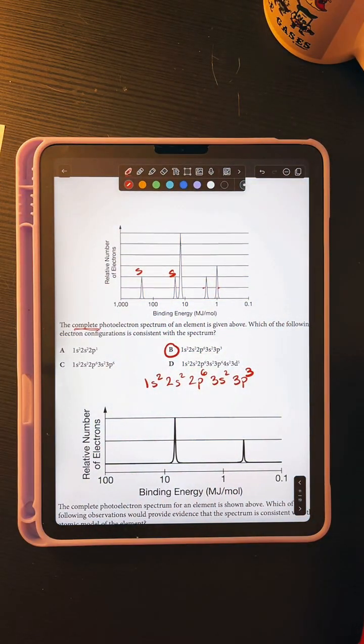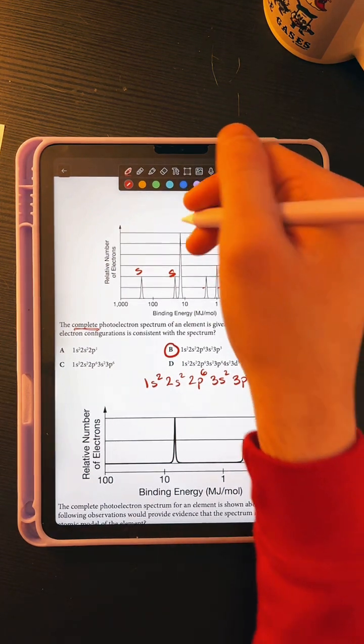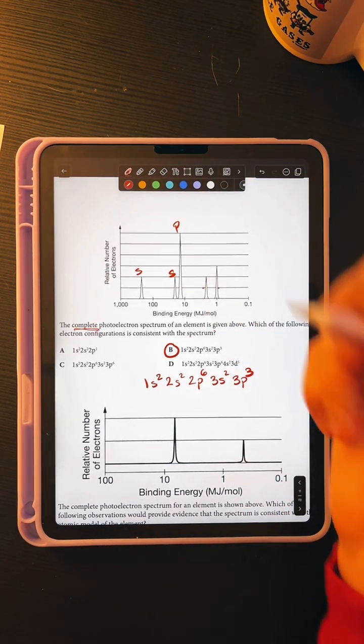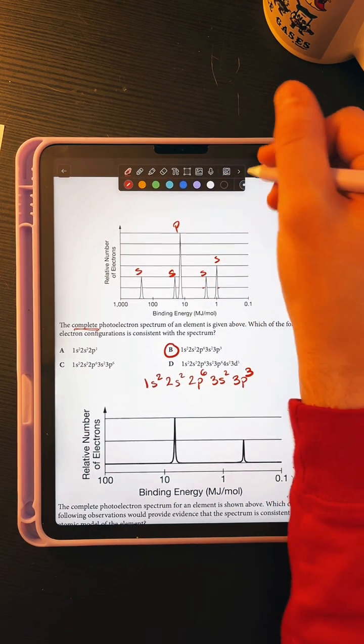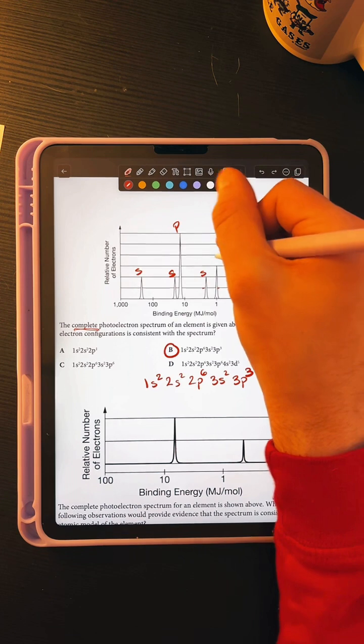So we can use the configurations to find out what the element is. Absolutely. That is exactly what we do. So we hit a p, and then we go through and do another s, and then this becomes a p.